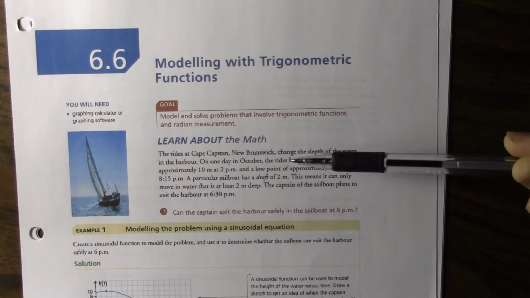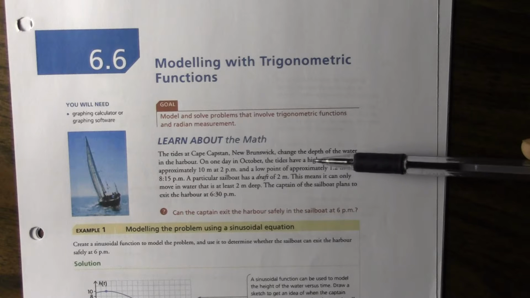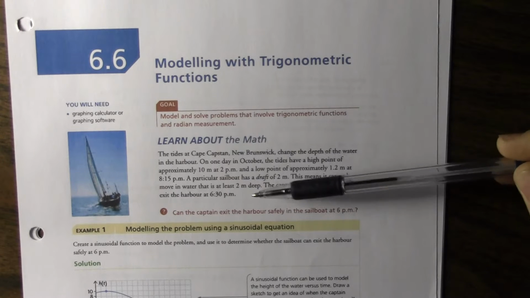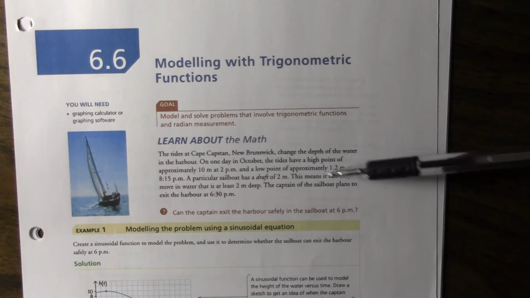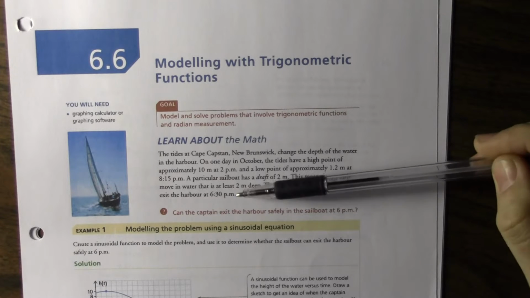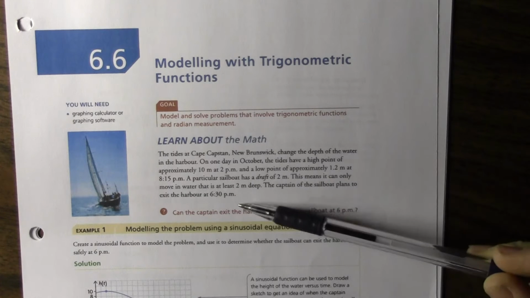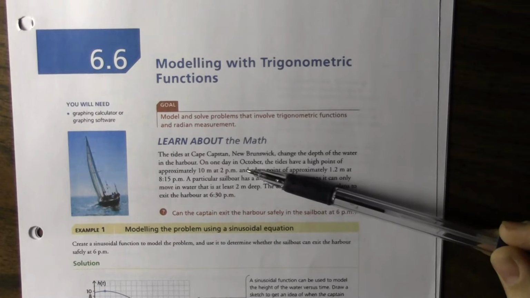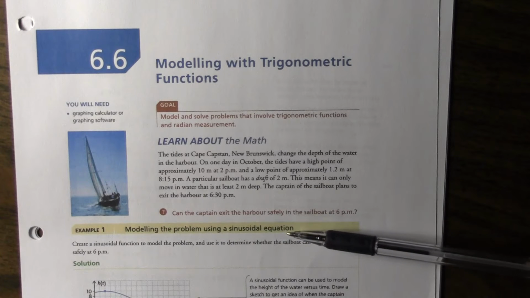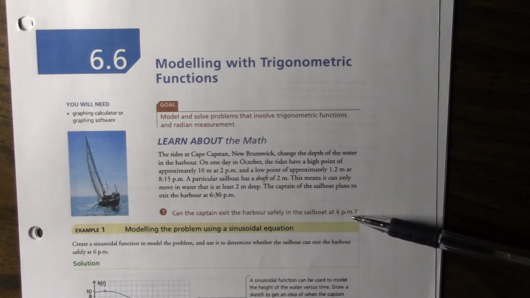A particular sailboat has a draft of 2 meters. This means that it can only move in the water that is at least 2 meters deep. The captain of a sailboat plans to exit the harbor at 6:30 p.m. So that's all the information we're given. And then we're asked, can the captain exit the harbor safely in the sailboat at 2 p.m.?